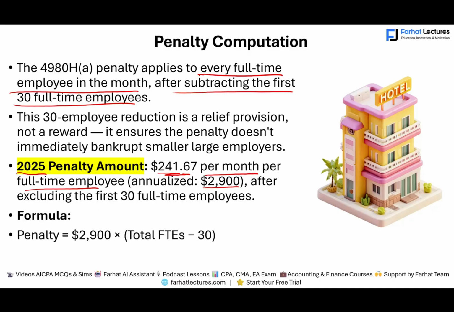So the formula is something like that. 2,900 times how many total FTE you have. If you know what FTE is, go to the prior session, minus the first 30. They're going to give you a break, or not a break. They're going to overlook the first 30 employees. They're going to be nice to you. Okay, now if you have thousands of employees, who cares? The 30 does not make a difference, but if you have 50, it does make a difference.